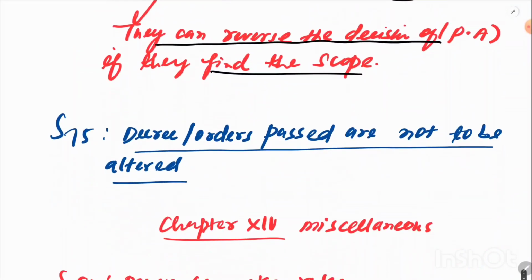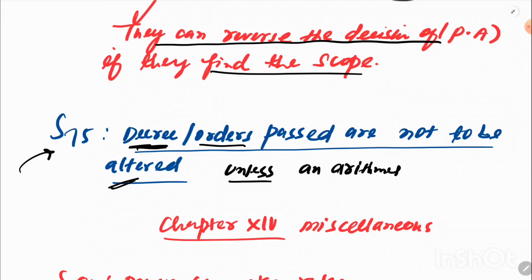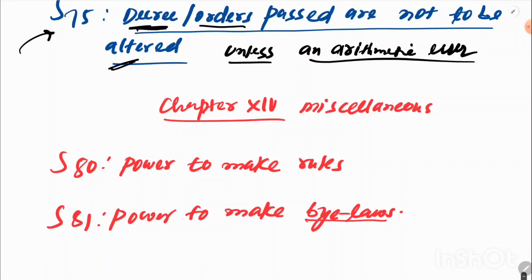Okay, so section 75 deals with decree. Orders passed are not to be altered. It simply means that if a Panchayati Adalat passes an order, then they cannot reverse it. If it's passed, it's passed, unless an arithmetic error occurred. Any arithmetic mistake, any silly mistake in document formation, or any printing mistake, they can change that, but without that they cannot change the order. Okay, that is section 75.